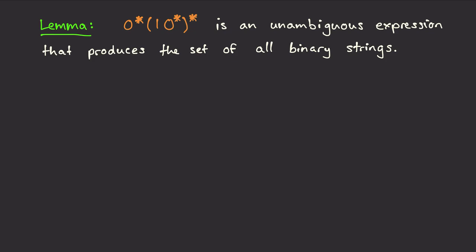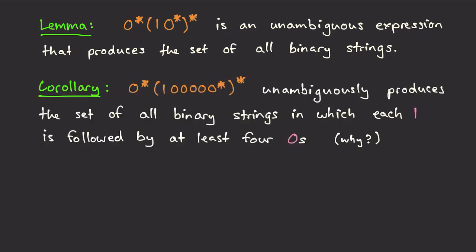For instance, if we change the 1 0 star inside the parentheses to a 1 0 0 0 0 0 star, then we get an expression which unambiguously produces the set of all binary strings in which each one is followed by at least 4 zeros. To see this, I would encourage you to expand this expression like we did the one on the last slide and see what set of strings it gives you.